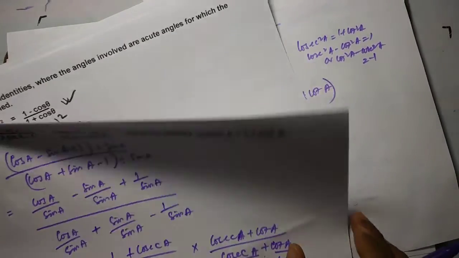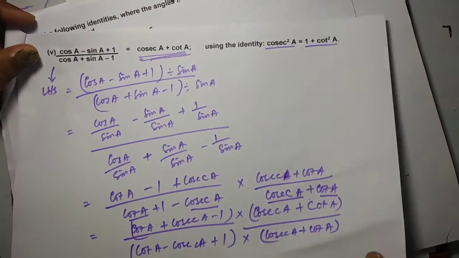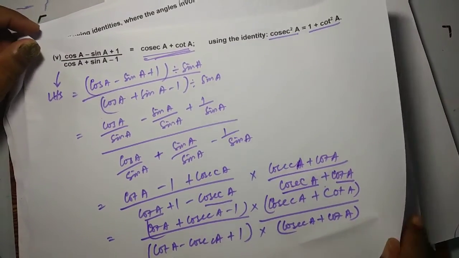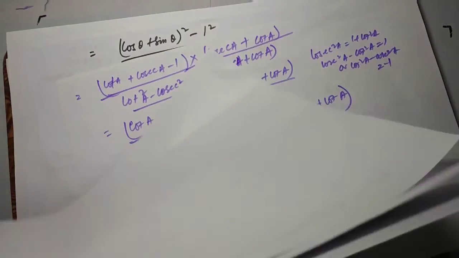This is the RHS, it was already proved, right? Actually in trigonometry, for a particular type of problem, a particular process will solve it very quickly. So keep practicing, nothing else.